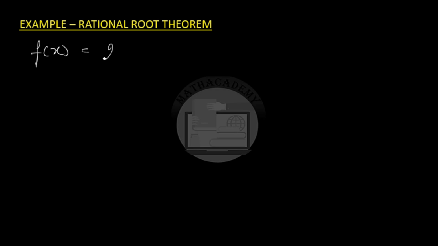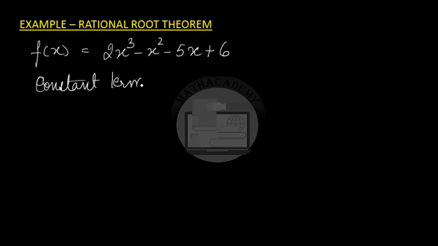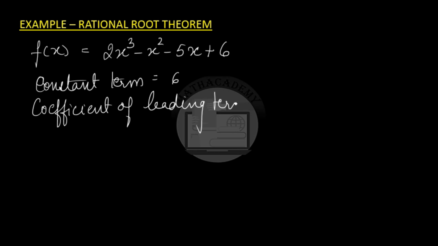Suppose our f of x is 2x cube minus x square minus 5x plus 6. And we have to find all the possible values out of which some of them are actually the rational zeros of this function. Now according to the rational root theorem, the constant term is 6 and the leading coefficient is 2. The leading term is the term having x cube and the coefficient is 2.